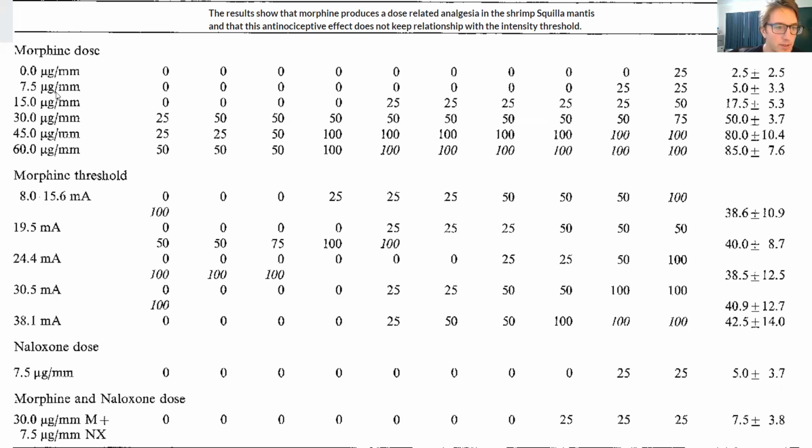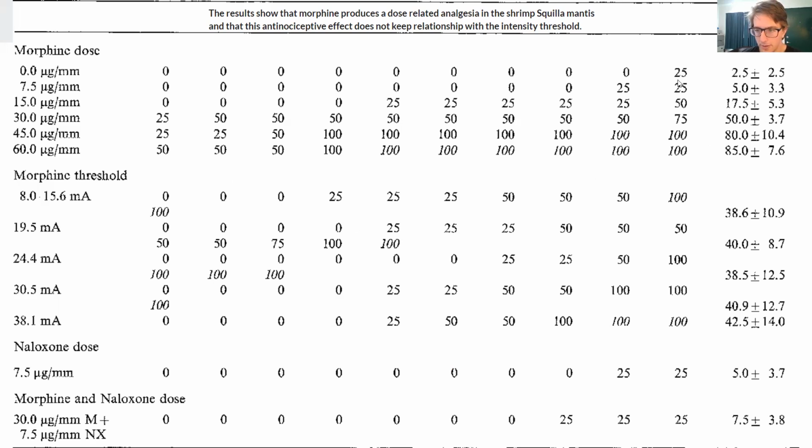So as we step up the doses, the mantis shrimp take longer and longer to react to voltages. So where we have hundreds here, we're seeing a 100% increase in the response time. So we're clearly seeing a graded potential here, a dose response curve to morphine administration. The more we administer, the more the response is delayed.